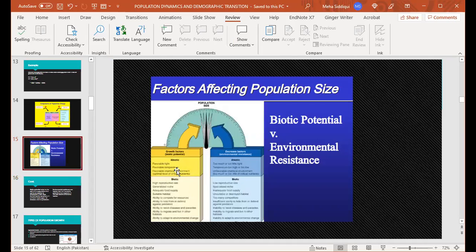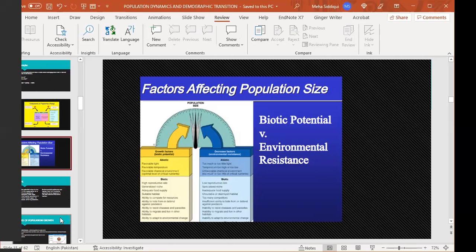And here we can see the examples of biotic potential like favorable light, favorable temperature, chemical environment, while biotic is high reproductive rate, generalized niche, adequate food supply, suitable habitat. And the factors that decrease the population size, that is environmental resistance, include too little light, temperature may be too high or too low, or biotic factors include low reproductive rate, specialized niche, inadequate food supply.